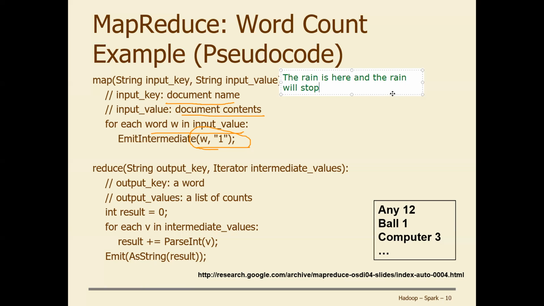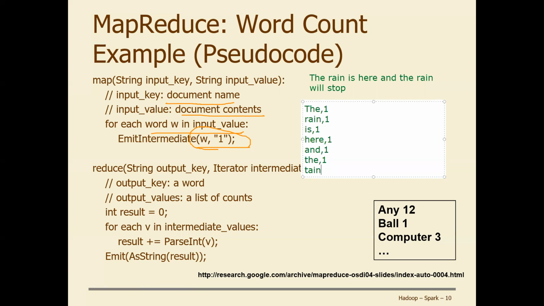Okay. So for this, the key value pairs will be, the data is distributed. So I will say the comma one. I have to do the word count, right? First, I will just do this: is comma one, here comma one, each appearing once, and comma one, the comma one, rain comma one, will comma one, and stop comma one. So it's going to be something like this.